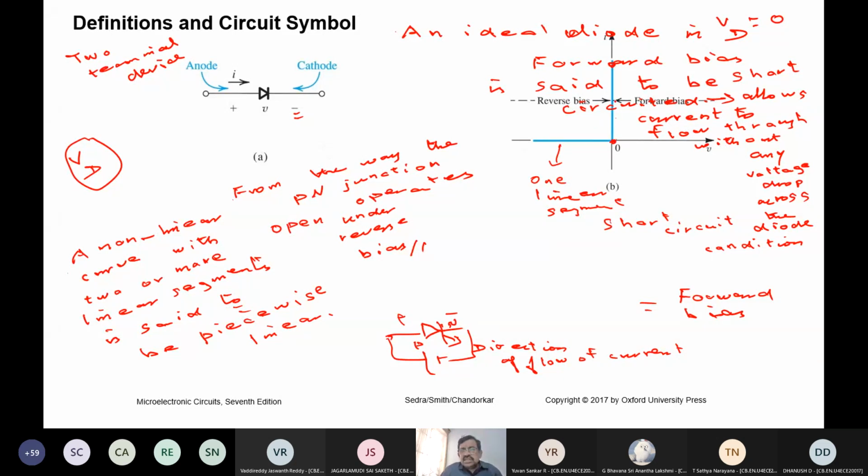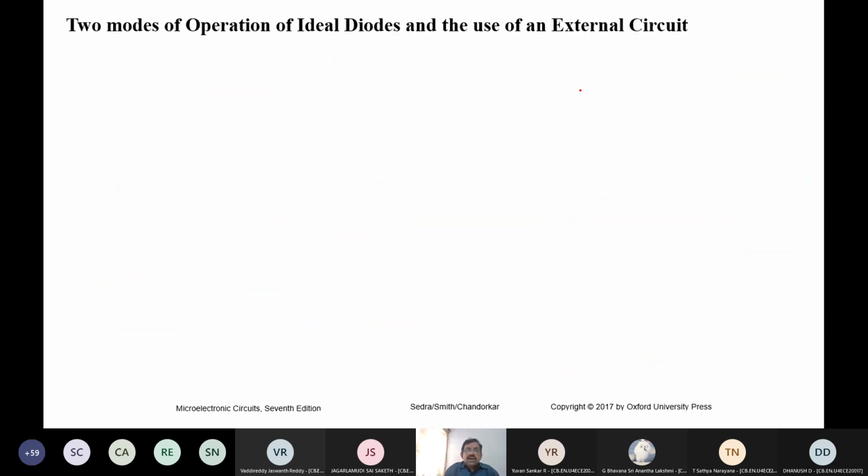You will learn this as we go through the entire electronics course, not only in this course, but in the subsequent courses. Now with this introduction, I want you to think about one thing: how to make use of an external circuit to get the two modes of operation of an ideal diode. Ideal diode means the potential drop, by simple definition of an ideal diode, I will tell this.